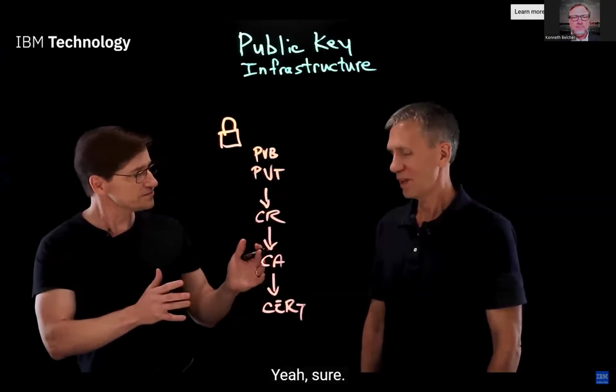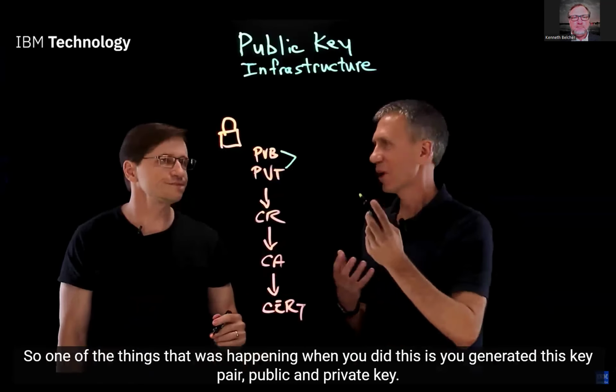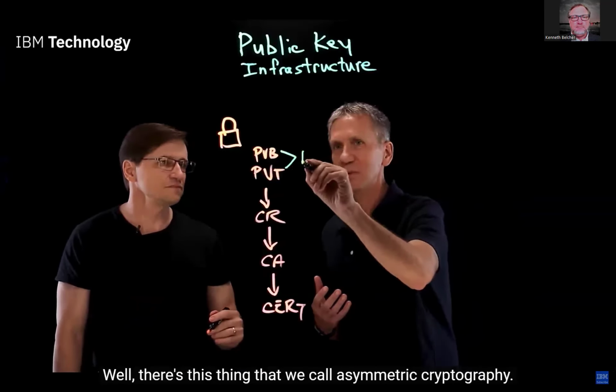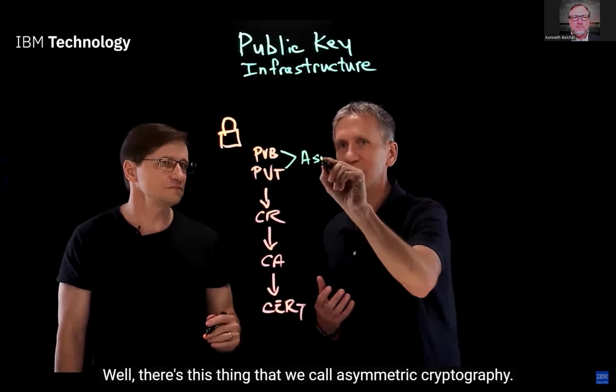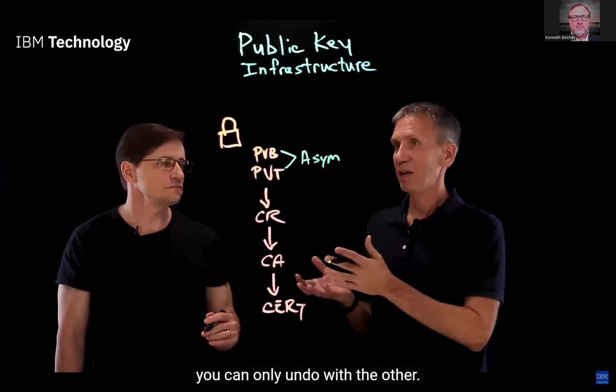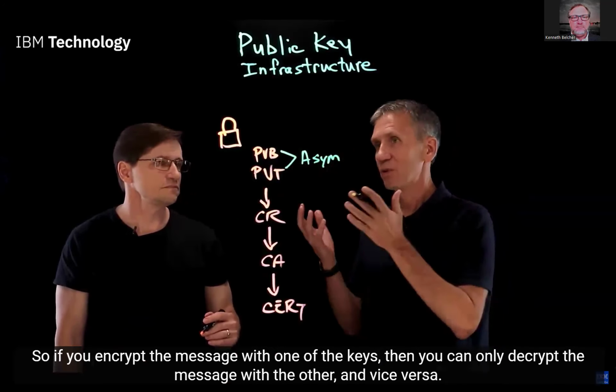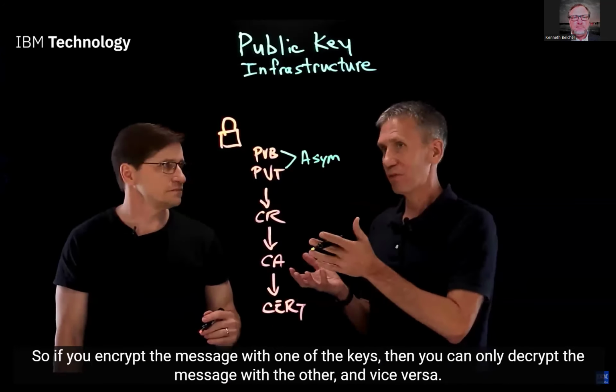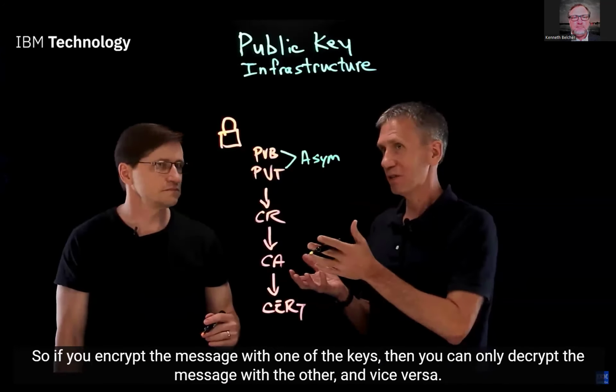Yeah, sure. So one of the things that was happening when you did this is you generated this key pair, a public and private key. Well, there's this thing that we call asymmetric cryptography. Asymmetric because there are two keys involved. They're mathematically related with this special property that whatever you do with one of the keys, you can only undo with the other. So if you encrypt the message with one of the keys, then you can only decrypt the message with the other, and vice versa.